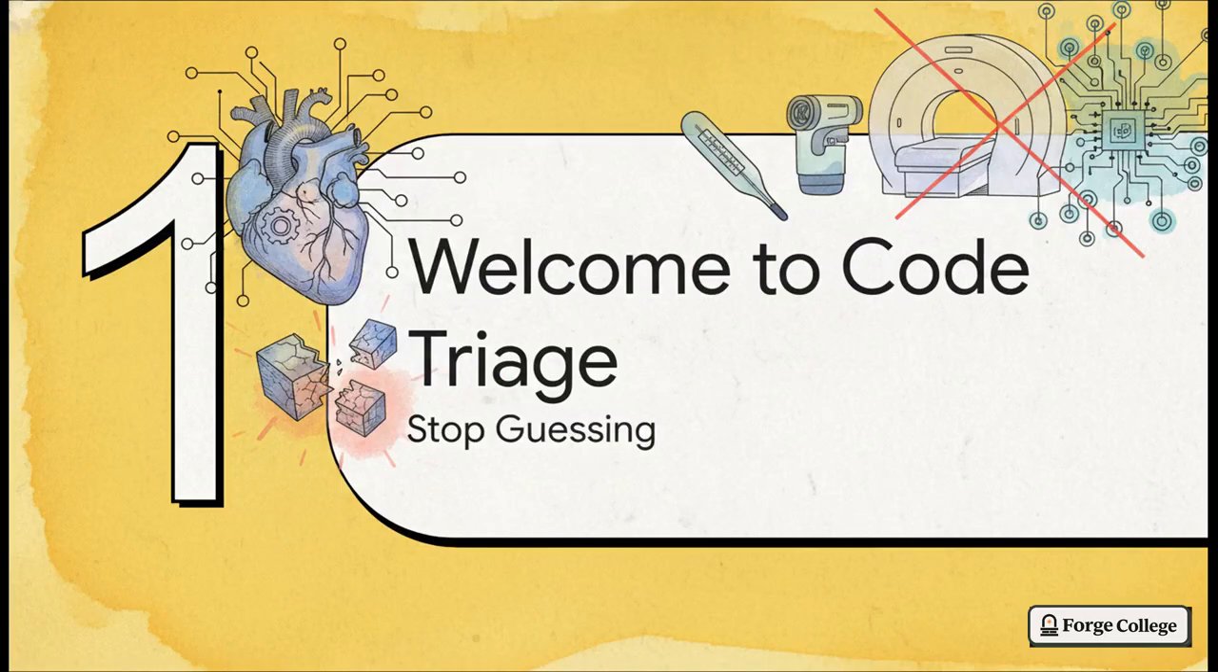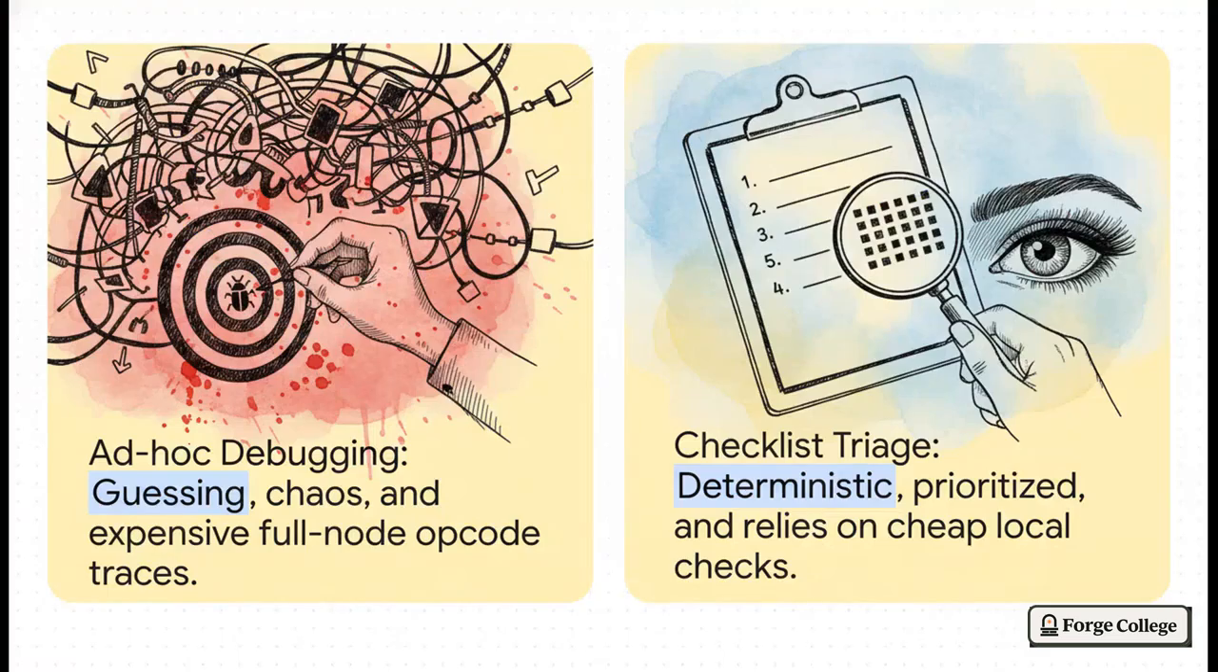Okay, let's dive into Section 1. Welcome to Code Triage. Stop guessing and start diagnosing. So I want you to start treating your broken smart contract transactions kind of like a patient rolling into the emergency room. I mean, doctors don't immediately rush a coughing patient into a $1 million MRI machine, right? No, they check their pulse first.